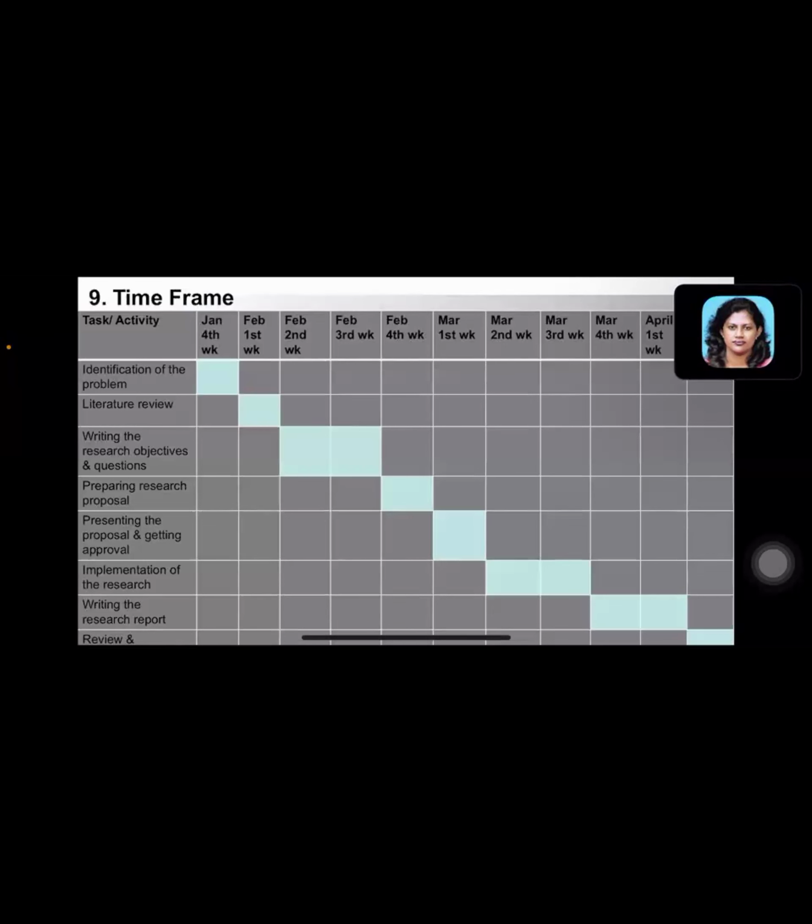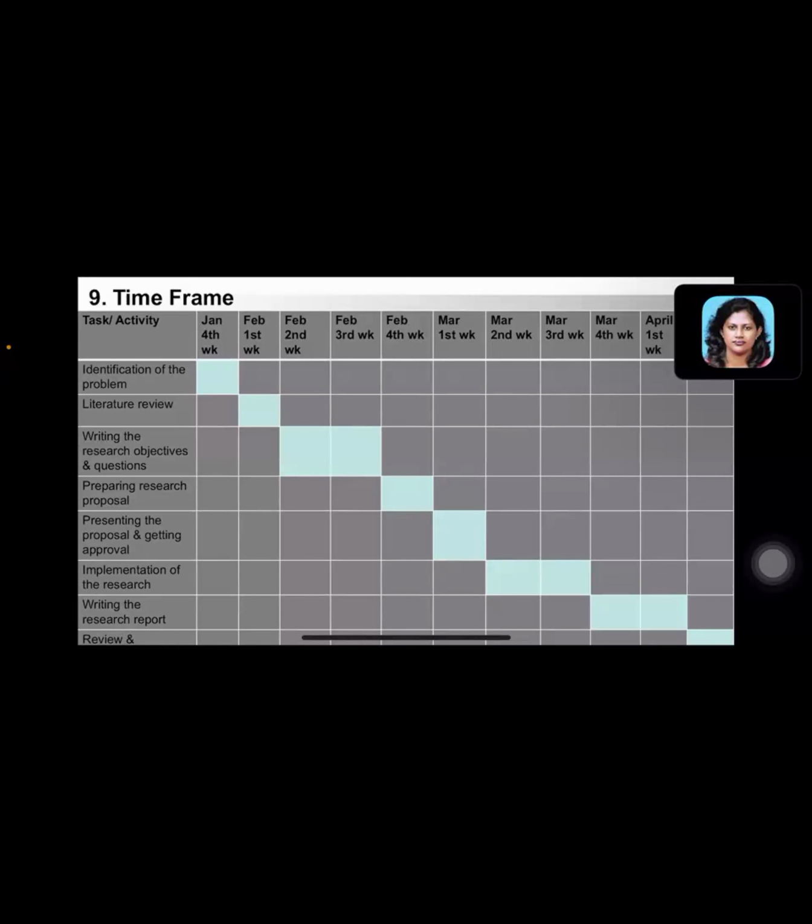So this is my time frame. I identified the problem in the last week of January. Then in the first week of February, I did the literature review. In the second and third week of February, I wrote the research objectives and questions. In the fourth week of February, I prepared the research proposal. In the first week of March, I'm presenting the proposal and I'm going to get the approval.